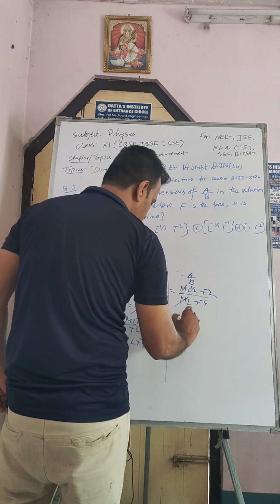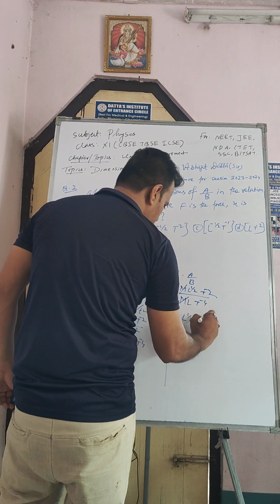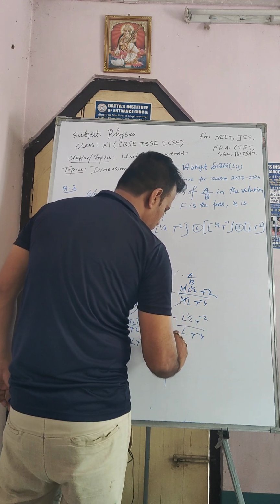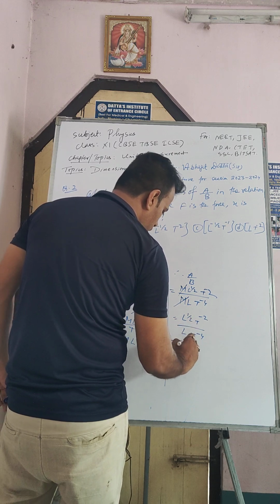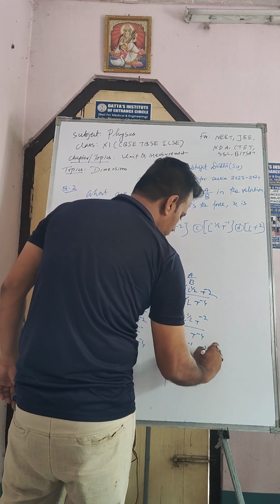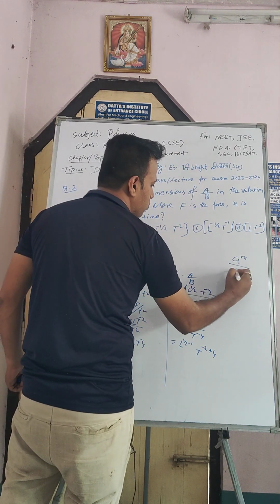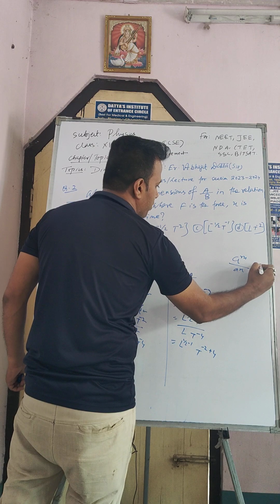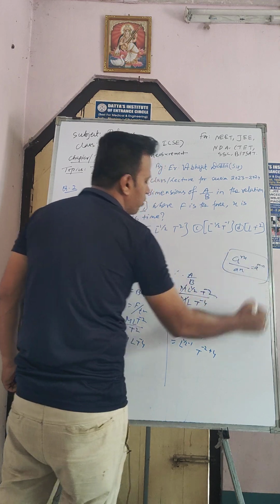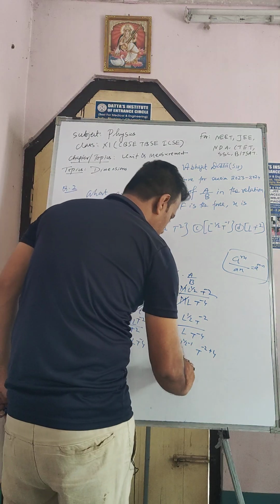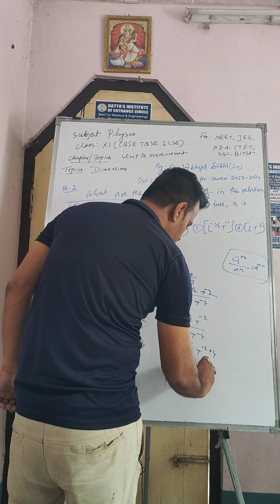M will cancel out, so L to the power half T to the power minus 2 over L T to the power minus 4. If I cut this one, it will be L to the power half minus 1, T to the power minus 2 plus 4. I am just applying simple things: a to the power m divided by a to the power n is a to the power m minus n, simple formulas of algebra. So it becomes L to the power minus half, T to the power plus 2.